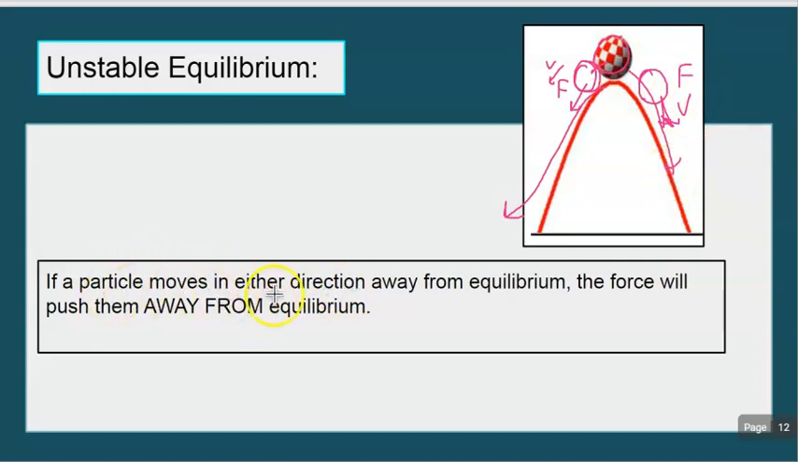So if a particle, for whatever reason, gets pushed away from equilibrium, the force from the potential energy will continue to push it away from equilibrium. A classic example of that is a cone that is very carefully balanced, but if there's a slight wind, it'll topple over.